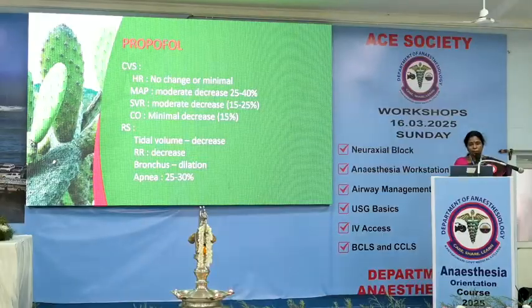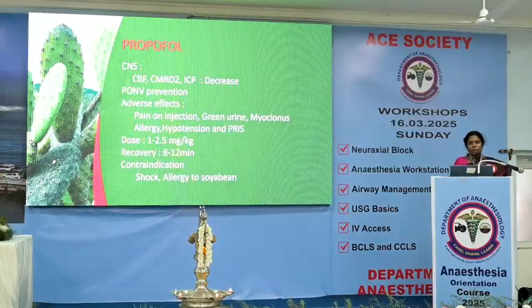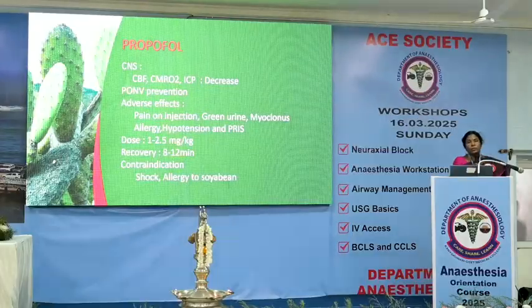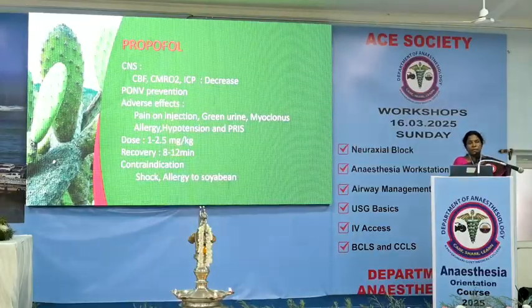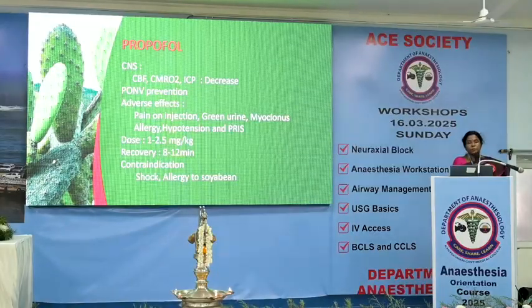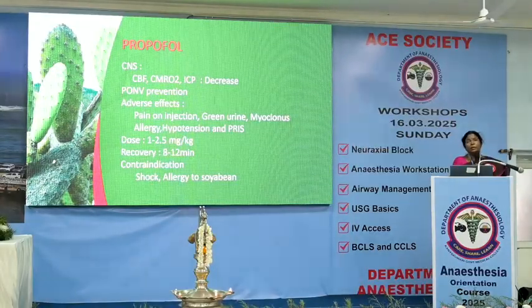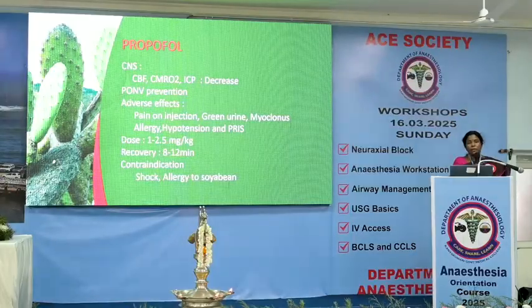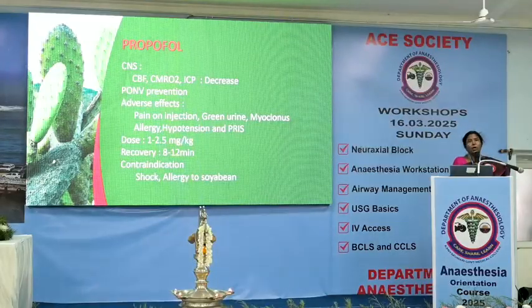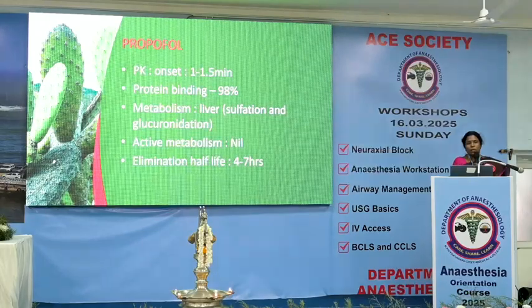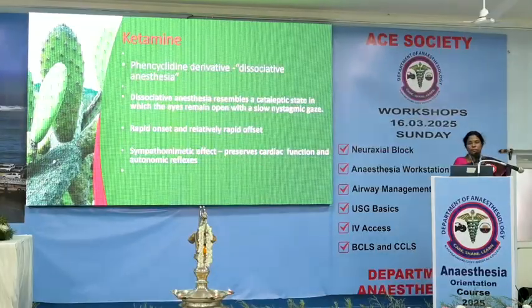All IV agents may produce apnea. The dose of propofol is 1 to 2.5 mg per kg and the recovery is about 8 to 12 minutes. The important side effect is pain on injection. There may be myoclonus, allergy to soya bean, and green urine may occur due to the presence of phenols. It is contraindicated in shock and allergy. The onset of action is 1.5 minutes. The elimination half-life is 4 to 7 hours.